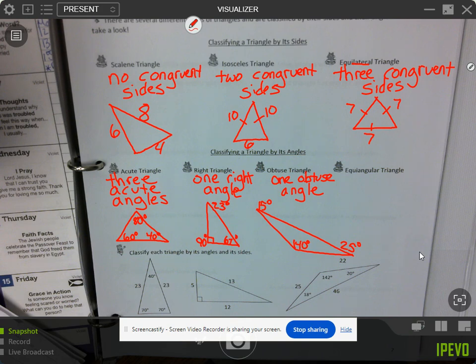Now we have our very last triangle. It is called an equiangular triangle. If we know equilateral means three congruent sides because lateral means side, what do you think an equiangular triangle is? Melanie. Three congruent angles.